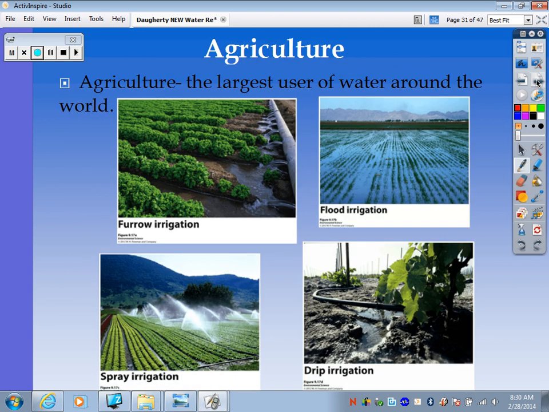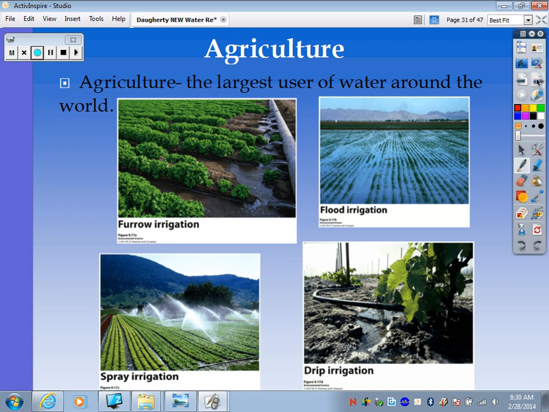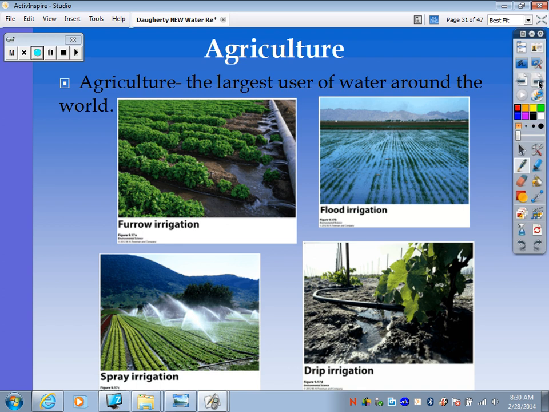As we just said, agriculture is the largest user of water worldwide. We're getting ready to look at various types of irrigation, so I'll explain those first, and then we'll come back and look at these pictures. Oh, and by the way, in the U.S., approximately 1/3 of all of our fresh water is used for irrigation in agriculture, so a lot.